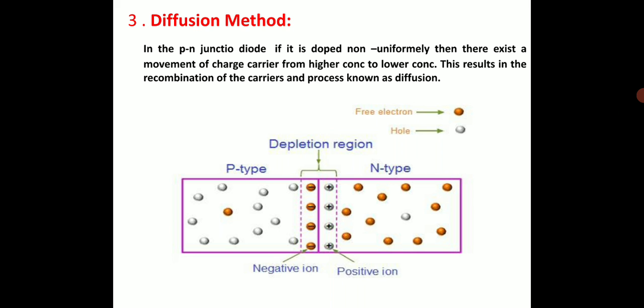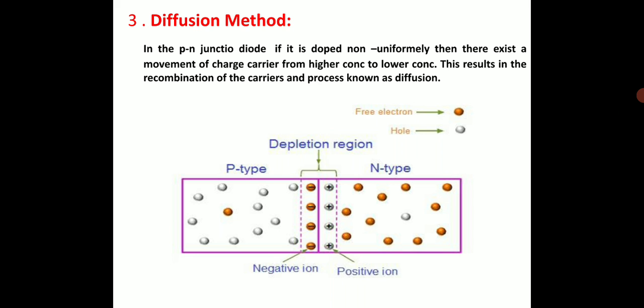This is the negative ion and this is mobile. This is the positive ion. That region is known as the depletion region. Okay, with no external source or temperature, this is the zero bias or unbiased condition, but the diffusion method occurs at a high temperature.